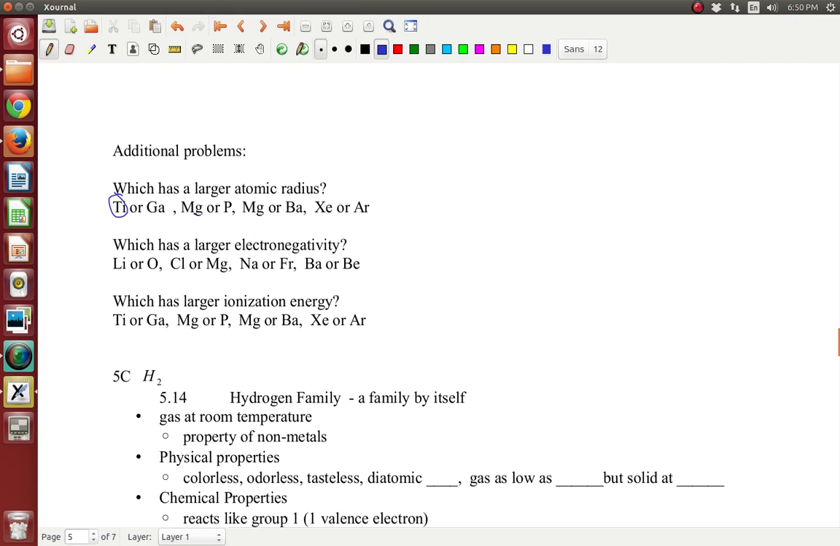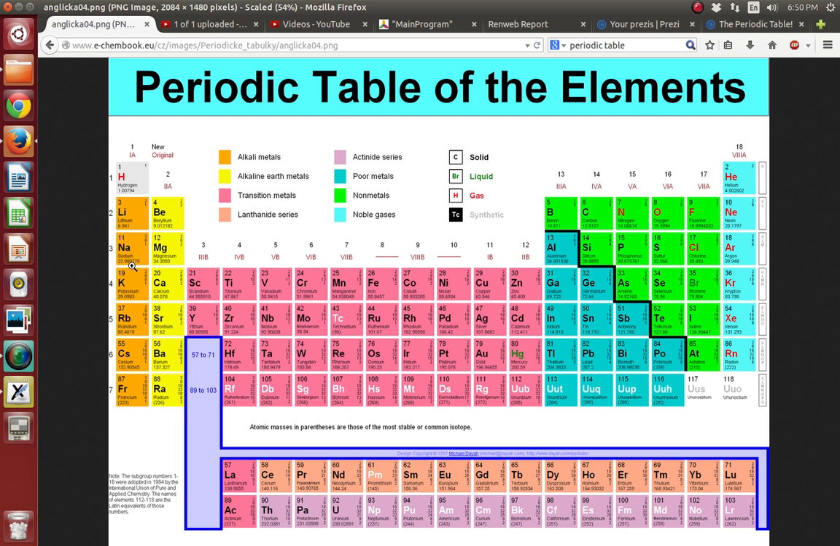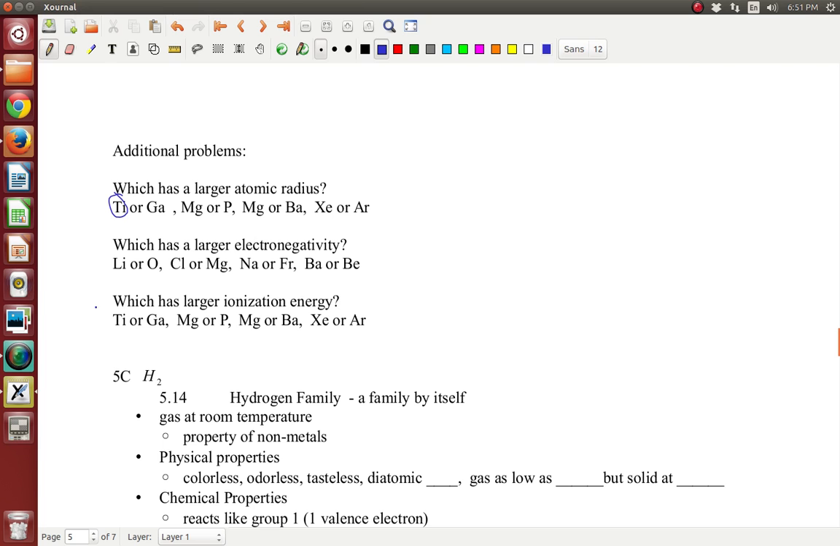Which is larger, magnesium or phosphorus? Magnesium is in energy level 3, and so is phosphorus. So which is larger? Magnesium has fewer protons, so it's larger because the more protons, the more rubber bands pulling it in tightly. So magnesium is larger.